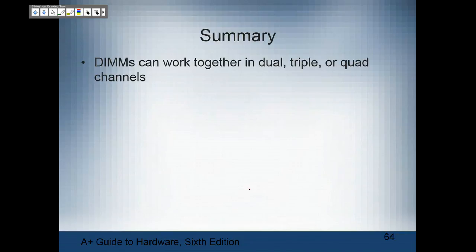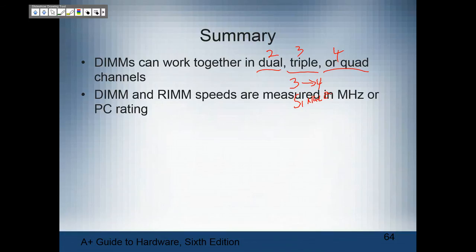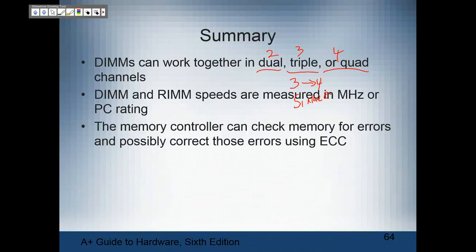Those are all things that might happen to you. Dual, triple, or quad channels. This is all good because it addresses either 2, 3, or 4 DIMMs at the same time. And in the triple, we have 3. If we put in the 4th, then we go back to a single. DIMM's measured in megahertz PC rating. We looked at that, and basically the PC rating is the bus speed times 8 bytes. I'll give you the speed.